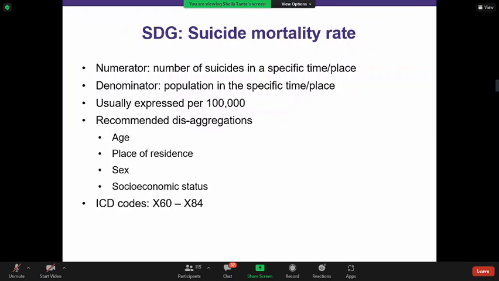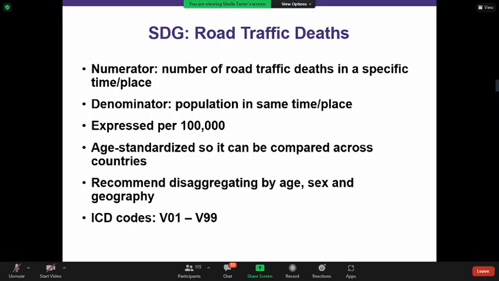Right? So, in the suicide mortality rate, there's also a computation for that, the number of suicides in specific area or time place. So, population denominator is the population in specific time or place expressed by 100,000. So, the disaggregation is very important as to age, the place of residence, to sex, and socioeconomic status. There's also a coding for the suicide mortality rate. And for road traffic deaths, they also have the ICD code, which is V01 to V99. So what differs from one to the other is the type of vehicle and the injury that is incurred. So it must also be age standardized so that it can be compared to other countries.